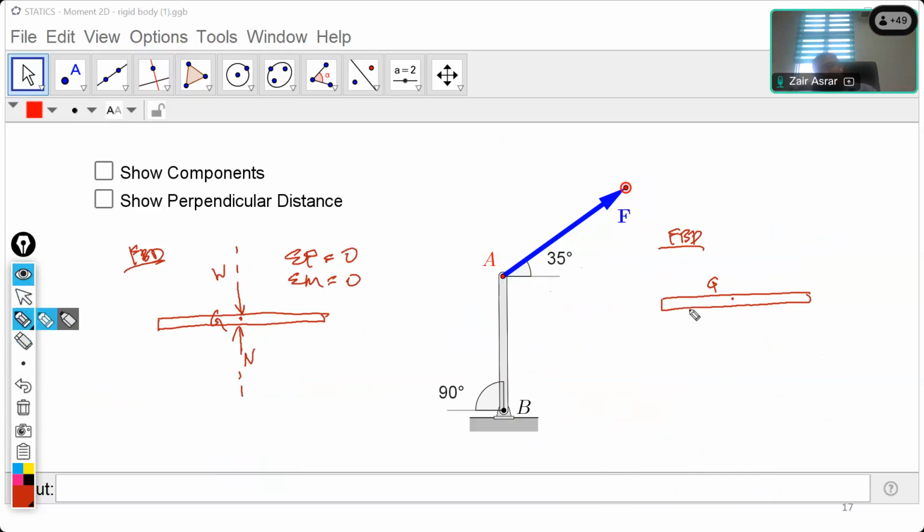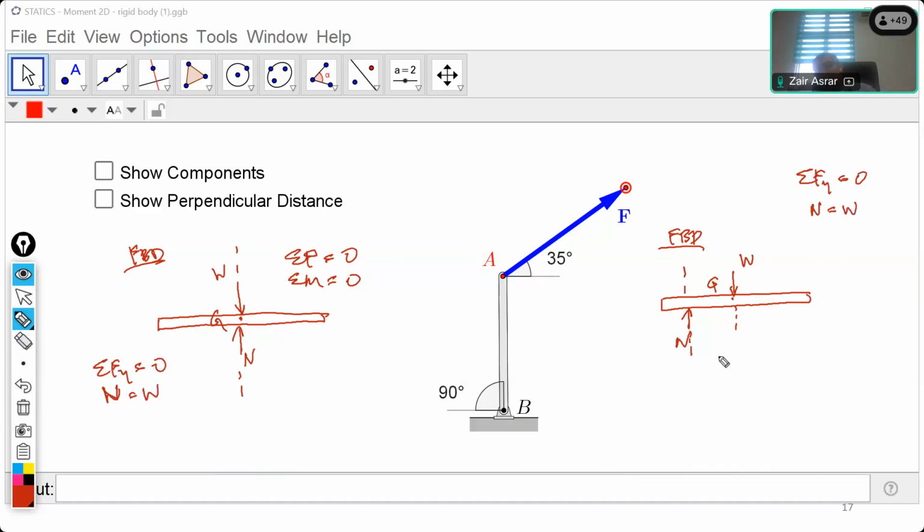So what we'll have here is our normal force, and here we have our weight. And the weight is acting along a different line. Okay, fine. Previously we had summation of force along y equals 0, and N equals the weight. The same applies here. Summation of force along y equals 0. So N is still equal to the weight.